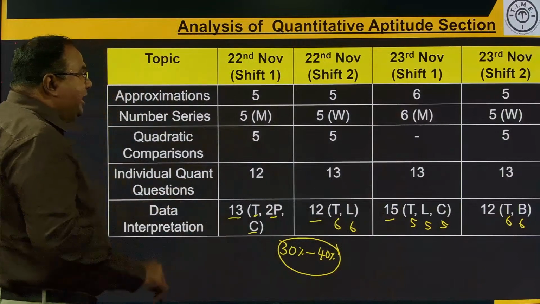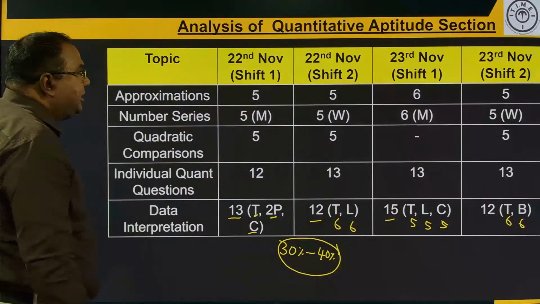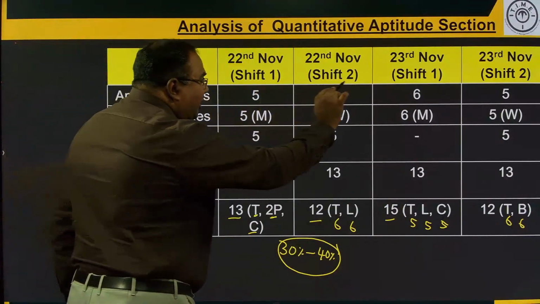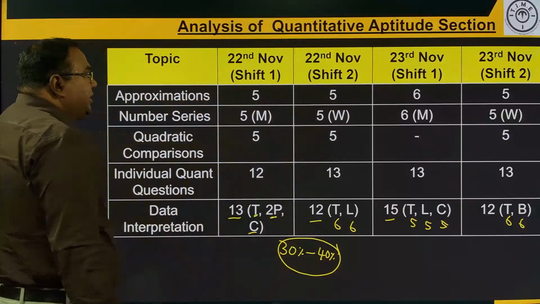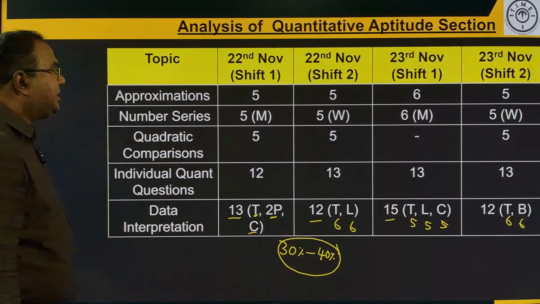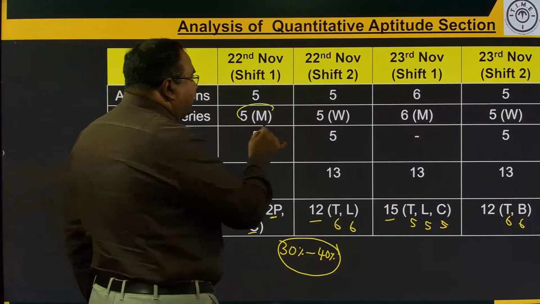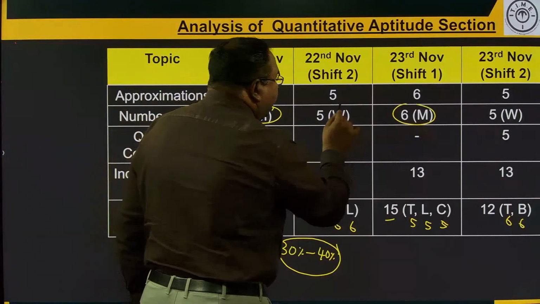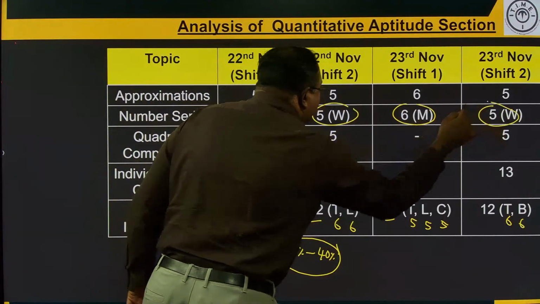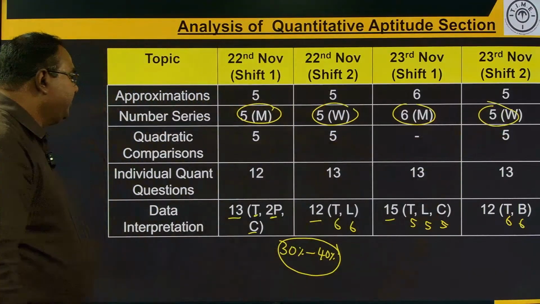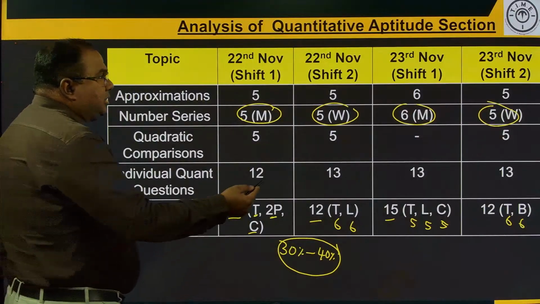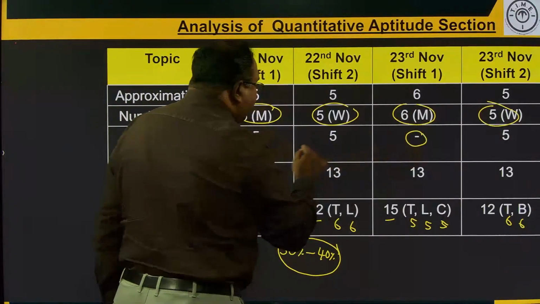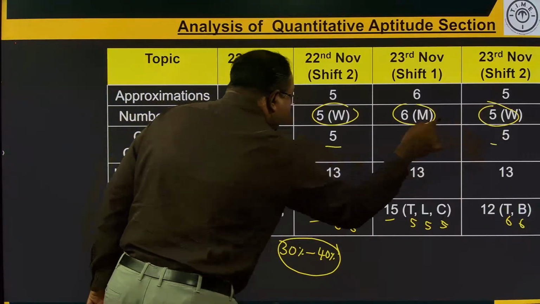Now, when you come to other areas, approximations are there in all 4 slots, 5 to 6 questions. And you can see number series: in 2 slots we have missing number series, and in 2 slots we have wrong number series. You can look at the range, 5 to 6 questions. Quadratic comparisons were not present in one of the slots, but in other slots there were 5 questions.